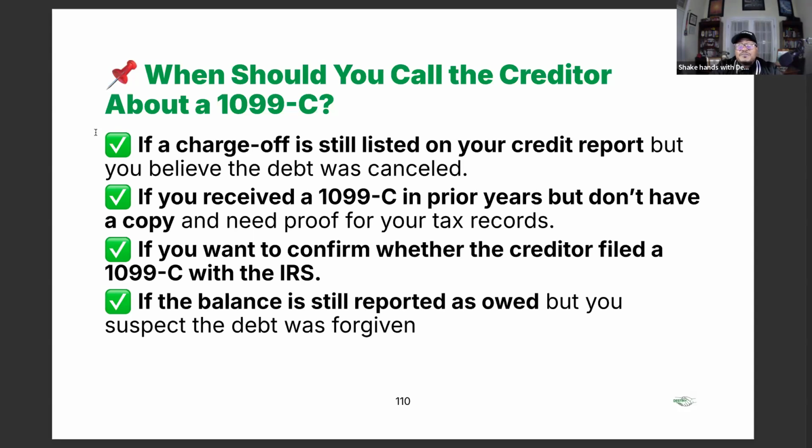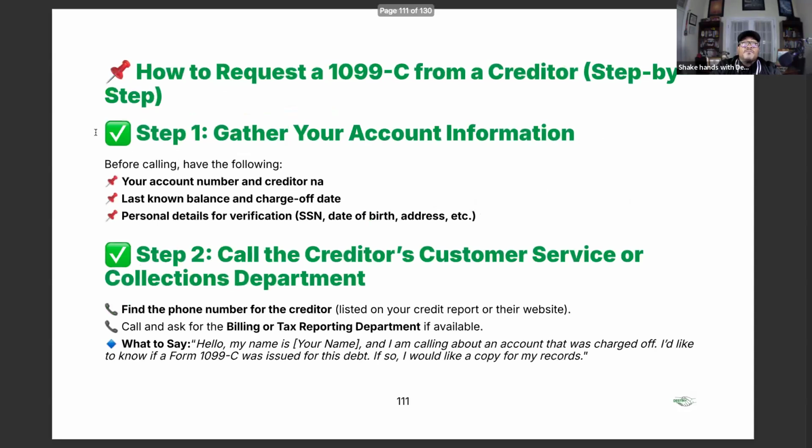So there are some specific things that you want to ask when you get them on the telephone now. Okay. If the balance is still reported as owed, that's another thing if you suspect the debt was forgiven. Okay. And again, if I'm giving you a lot here, this one has more laws in it, but the moral of the story is don't get mixed up in all of the lingo that I was talking about early on. The main thing is once you get a 1099-C, we got them. We're going to get this off, and I'm going to show you here in a minute.